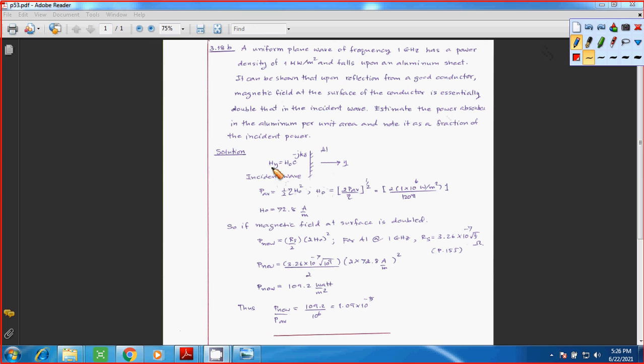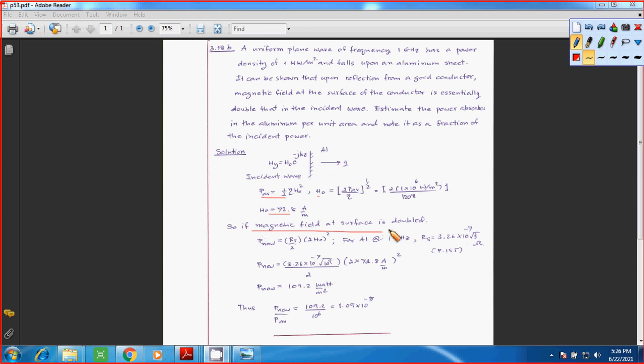This is straightforward. So you have the incident magnetic field, H_y equal to H0 exponential negative j k delta. That's the aluminum. You apply your P average, that's equal to 1 over 2 eta H0 squared. So you look for H0 when P, the average power, is given. That's 1 megawatt per meter squared per area, and your eta is 377 ohms or 120 pi ohms. So you have H0 equal to 72.8 ampere per meter.